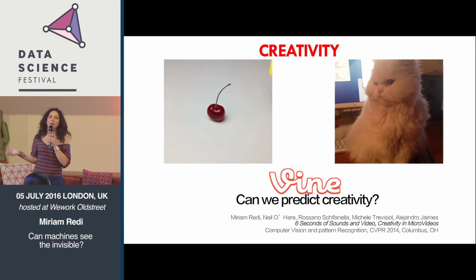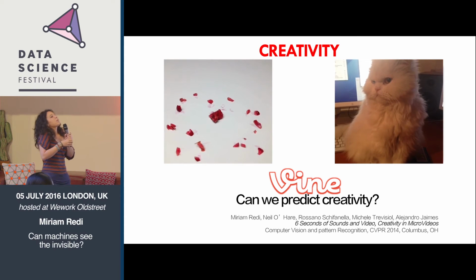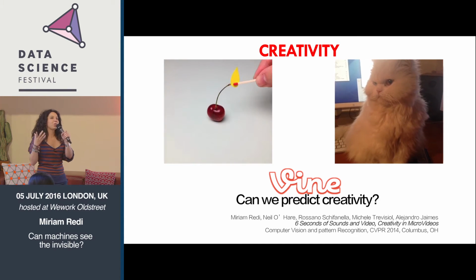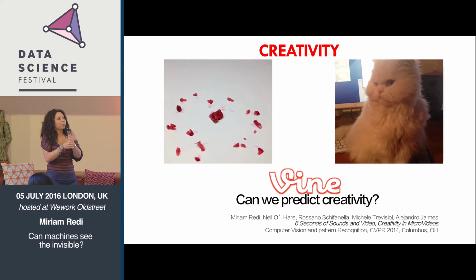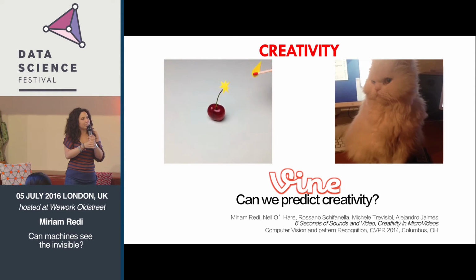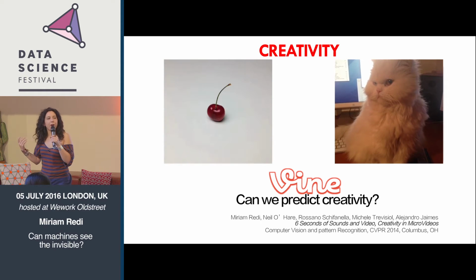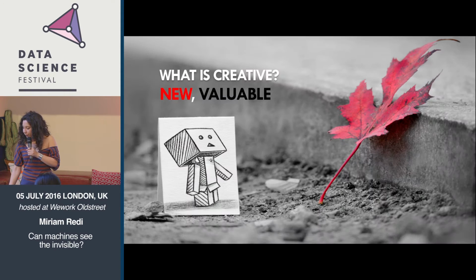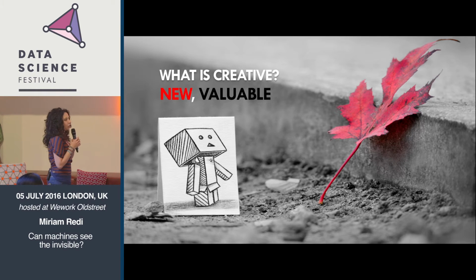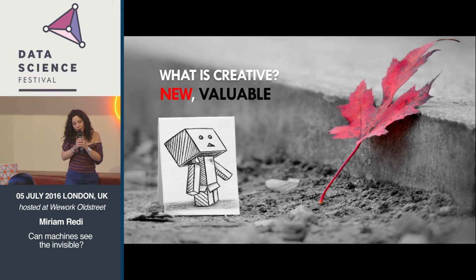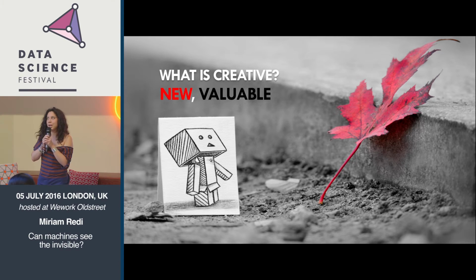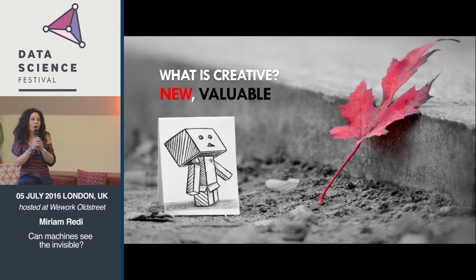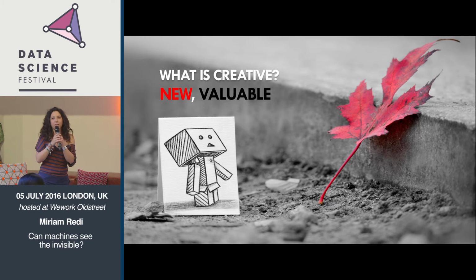But when we saw this, we said, okay, can we build a machine that can automatically detect creative Vine videos and surface them for the Vine users? And when we thought about this, everybody told us we were crazy, because how can a machine estimate these things? And moreover, how do you define creativity, right?